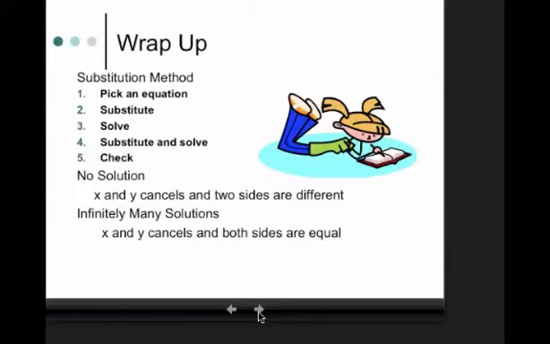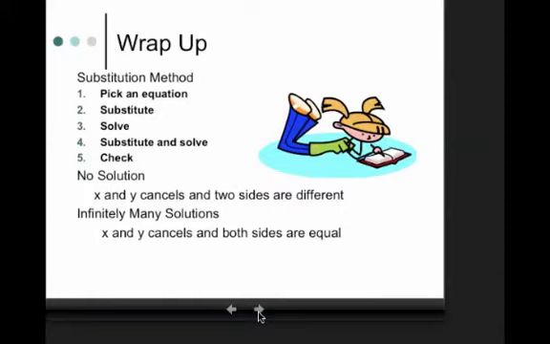solve for a variable. Usually I like to pick one with a coefficient of 1 in front of it. Substitute it into the other equation. Solve for that variable. Lastly, take that variable and the value and plug it into either of the original two equations. And your last check is always to solve.